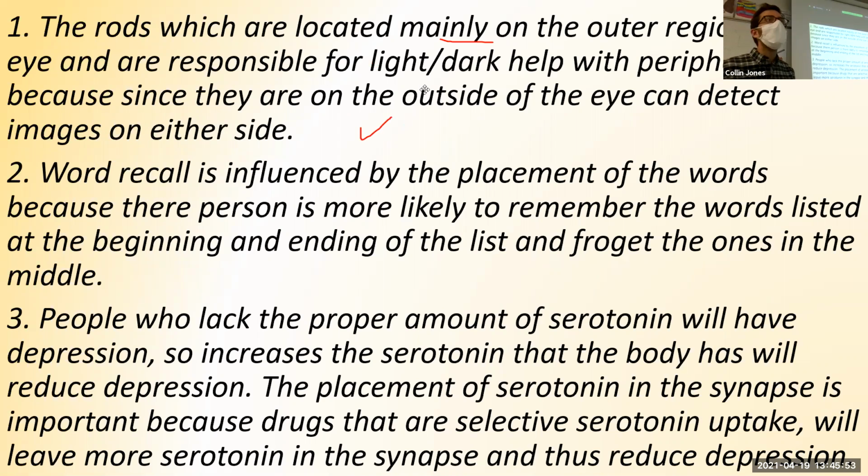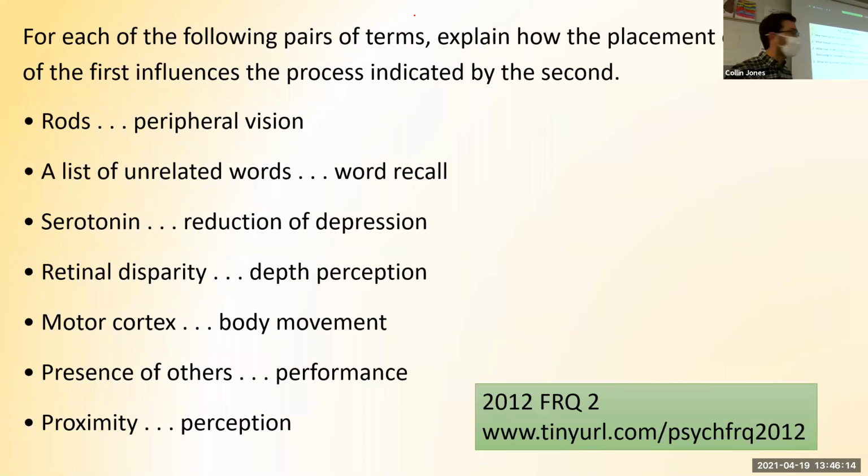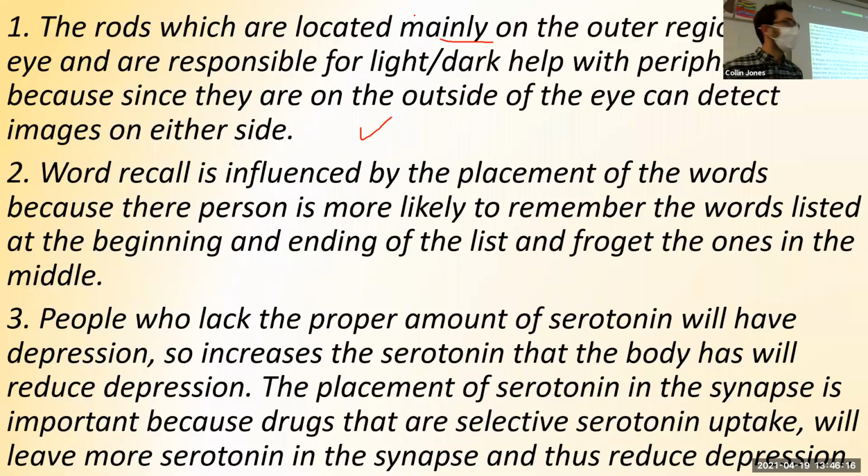This is from unit 4 or 5. So we haven't reviewed this yet, but maybe you just remember. Word recall is influenced by the placement of the words because a person is more likely to remember the words listed at the beginning and ending of the list and forget the ones in the middle. This person had terrible spelling. Did they do a good enough job of point two to explain how the location of words impacts recall? Do you think they got point two? Okay, let's give them a check.